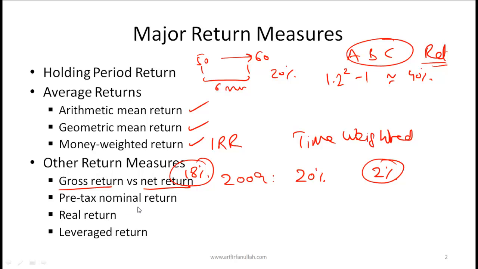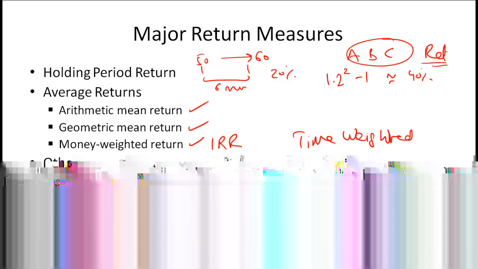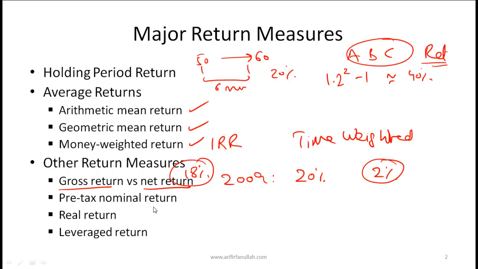Pre-tax nominal return, so this is, as the term implies, your nominal return. In general, returns, unless stated otherwise, are nominal. Nominal means that inflation numbers are built in. So pre-tax means what's your return before taxes, and then after-tax return, which is what most people are concerned with, is the return once taxes are taken out. And given that different investors have different tax rates, the investor ultimately is concerned about his after-tax return.